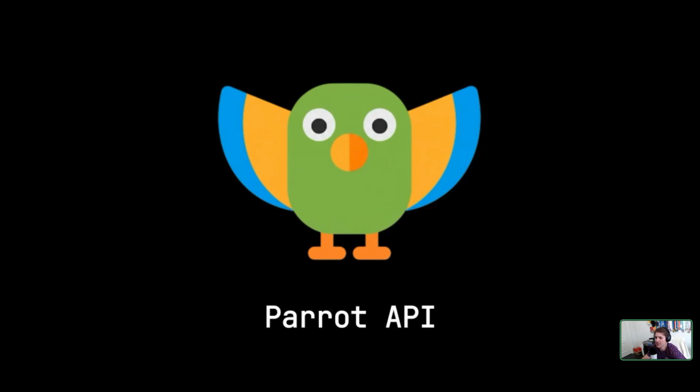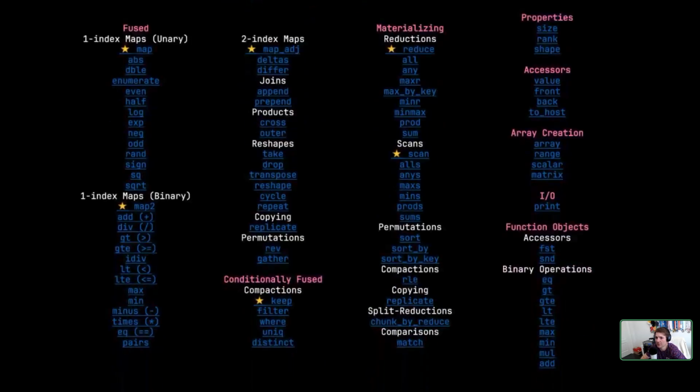So the Parrot API, this is a high-level overview of everything that is offered in the library at this moment in time. So you might remember from the sidebar of the docs that there were different categories of operations. So there's a lot on this slide. The goal is not for you to read everything and understand the API from start to end. The goal is to take away a couple different things. The first one is the categories. So you can see in the first 3 columns, there are pink titles for the 3 different categories. There's fused, conditionally fused, and materializing.